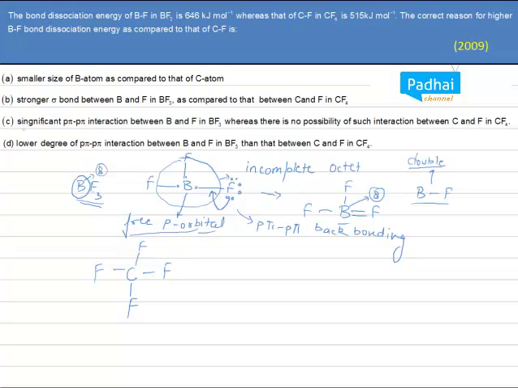That means the correct option should be C, which says there is significant p-pi interaction. This is called p-pi back bonding interaction between B and F in BF3, whereas there is no possibility of such interaction between C and F in CF4. That means option C is correct, right?